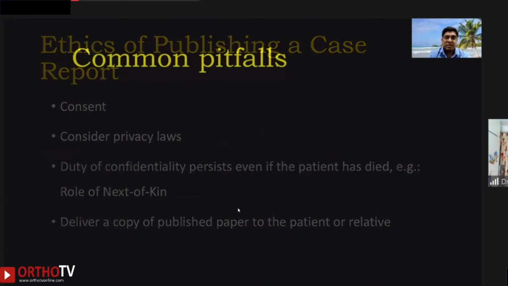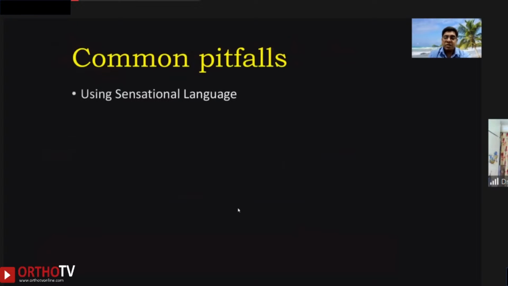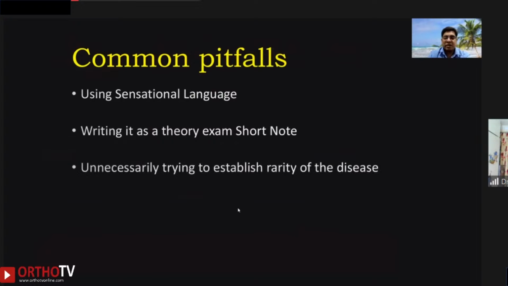So that's a very good point. Common pitfalls: using sensational language, writing as a theory short note. This is very commonly seen. Unnecessarily trying to establish the rarity of the disease. So it is this percentage to this percentage, and then from that you again derive another percentage and try to establish the rarity. That's not important. Rarity of the disease is not really of much importance. It's how clinically relevant it is and what the reader will get out of it.